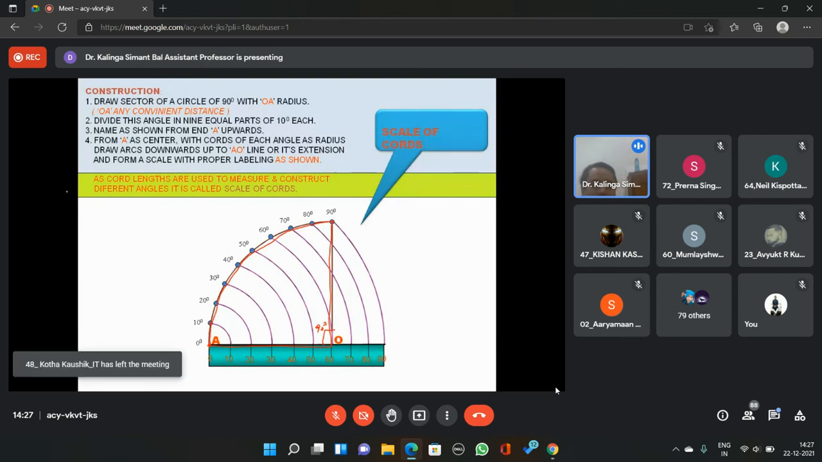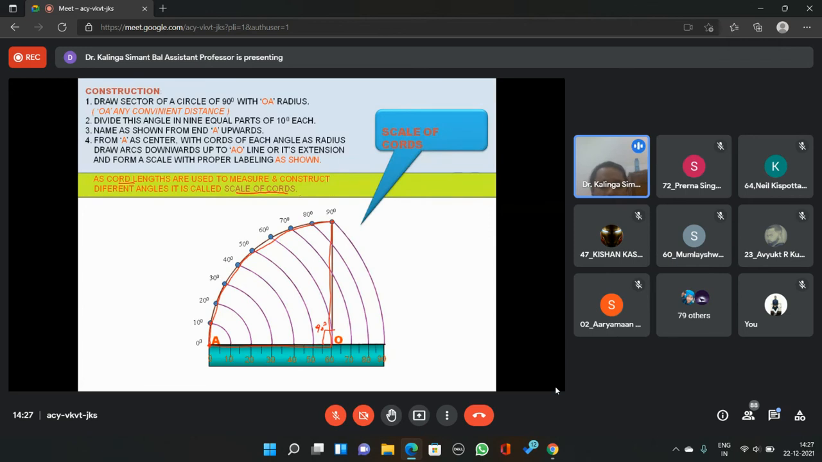We have just converted the angles into a kind of scale. If I use this scale, I will be able to measure the angle between any two inclined lines. The chord lengths that we are using here, nothing but the chord length distances, are used to measure and construct different angles. These are called the scale of chords.